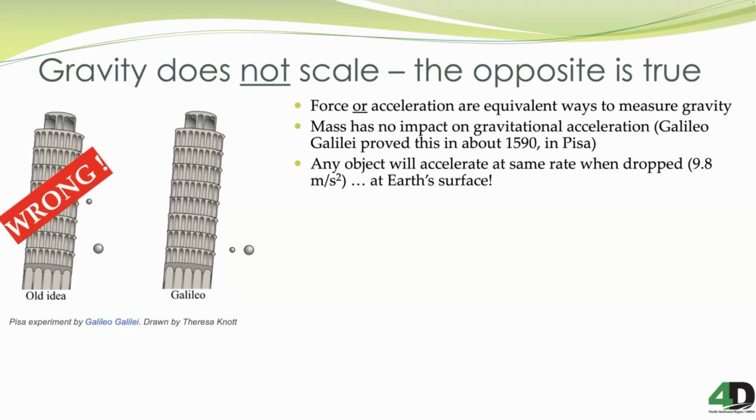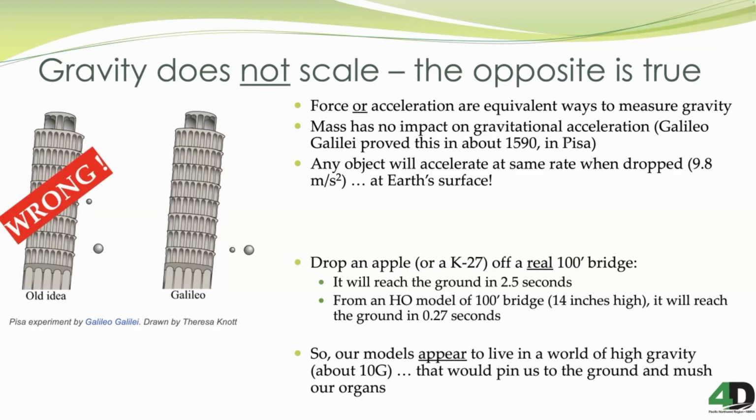You might say, who cares about any of this? Well, if you drop an apple or a brass K27 locomotive off a real 100-foot bridge, it will reach the ground in 2.5 seconds. That's just what the equation says. Apple, cannonball or wooden ball, drop it off that bridge and it will reach the ground in 2.5 seconds. But what if you drop that expensive brass locomotive off an HO model of that bridge that's only 14 inches high? It will reach the ground in about 1/4 of a second.